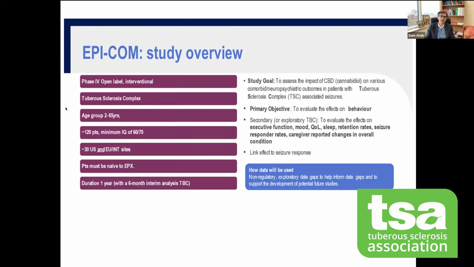And as you can see here, the inclusion criteria, it's quite wide. So children aged 2 to 65, so a lot of people will be eligible to receive this drug, which is quite interesting. But your IQ has to be at least 60 and above, so that we can do these assessments, and some other inclusion criteria. So it looks and sounds very promising, and hopefully this study will start soon. I think the plan is to start this study as soon as possible.